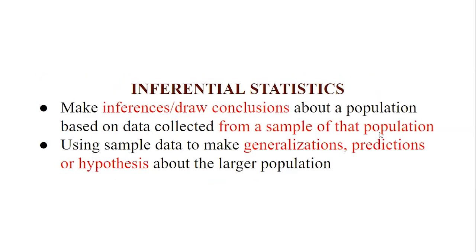So what is inferential statistics? In order to answer this question, you have to first understand what is inferential statistics. Inferential statistics in social science research is a branch of statistics that enables the researchers to make inferences, or it helps the researcher to find conclusions about a population based on data collected from a sample of that population. So it helps the researcher to draw a conclusion from the sample of that population. So inferential statistics involves using sample data to make generalizations, predictions, or hypotheses about the larger population from which the sample was drawn. Is it clear?